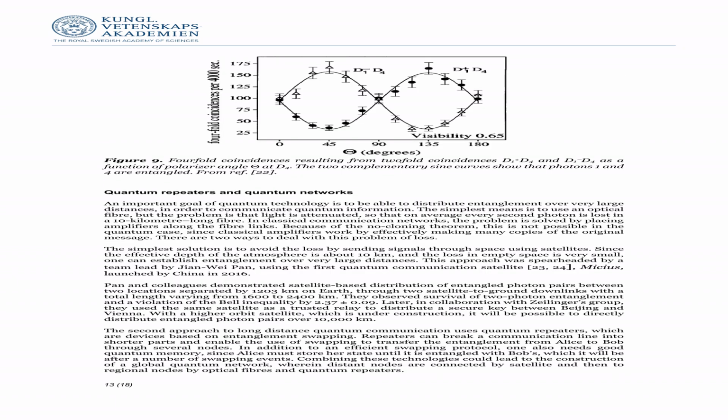Figure 9. Fourfold coincidences resulting from twofold coincidences D1 plus D4 and D1 minus D4 as a function of polarizer angle theta at D4. The two complementary sine curves show that photons 1 and 4 are entangled. From Ref 22. Quantum repeaters and quantum networks.